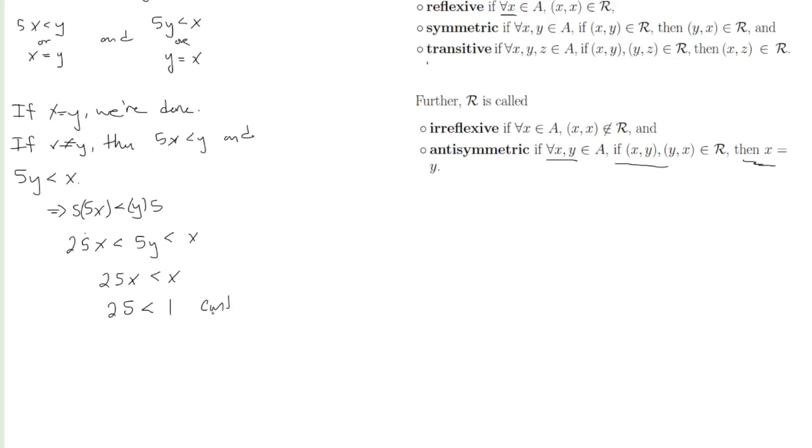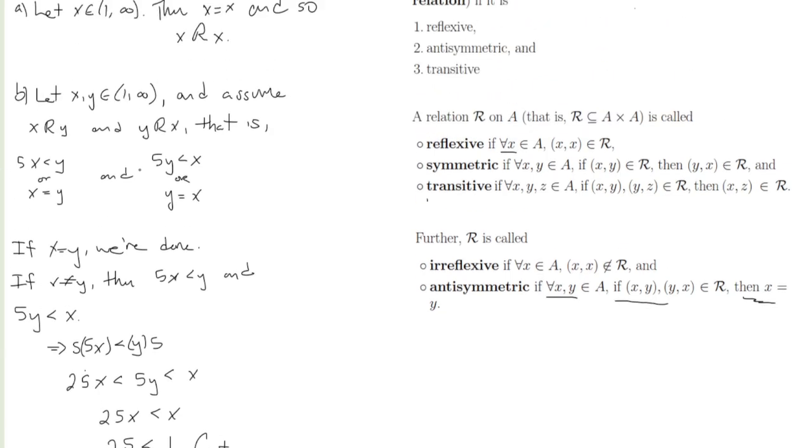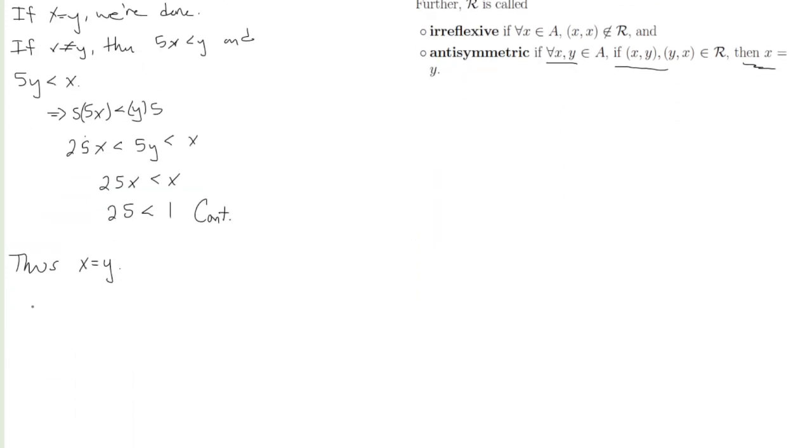Contradiction. And so what that tells me is that x equals y. The only possibility is that x equals y, and we're done. And that proves antisymmetric. Okay, that's B. Lastly, C. Let's show transitive.